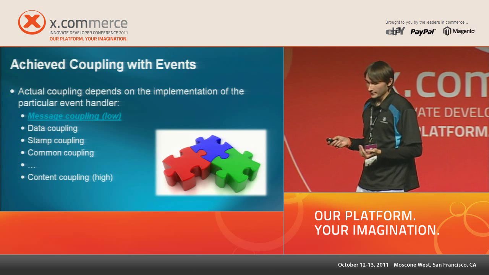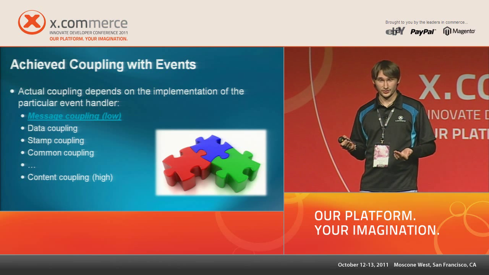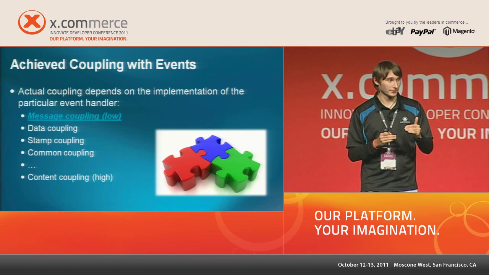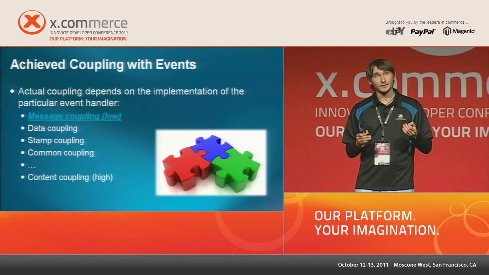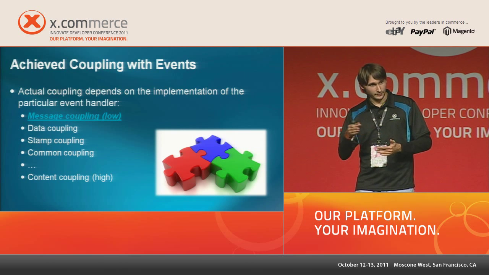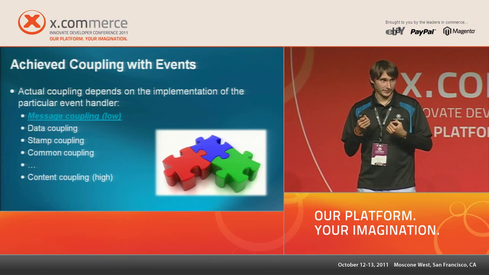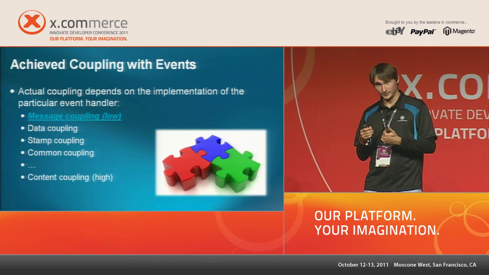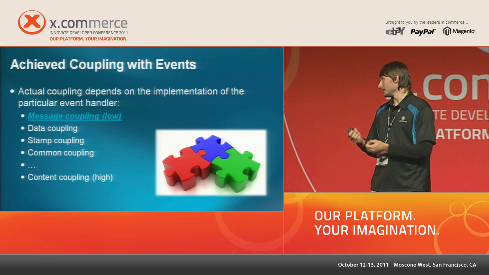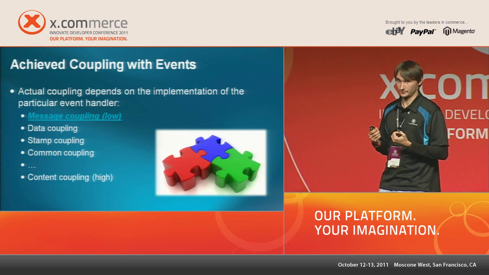So the lowest type of coupling that can happen between modules is called message coupling. This happens if, to implement an event handler, it doesn't require receiving any external data from the dispatching points. If it's enough to just know the fact that the event appeared to implement the event handler without getting any data, then it's going to be message coupling. So knowledge only about the fact of the event.